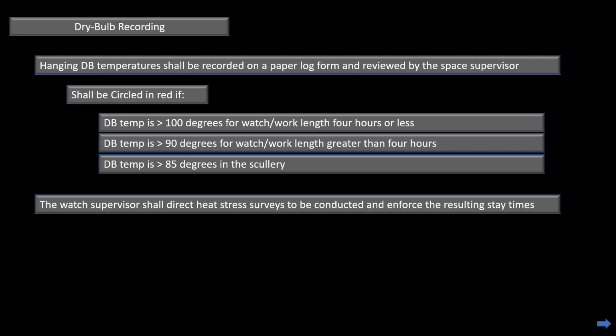All right, the watch supervisor is then going to direct that a heat stress survey be conducted and enforce the resulting stay times. So if we've got temperatures greater than 100 degrees somewhere we're working less than 4 hours, greater than 90 degrees somewhere we're working greater than 4 hours, or greater than 85 degrees in the scullery, the watch supervisor is going to make sure that a heat stress survey is conducted. And then when we take that survey, we're going to look at the FEL chart and see if there are new stay times. And if that's the case, then that watch supervisor is going to make sure that those new stay times are enforced.